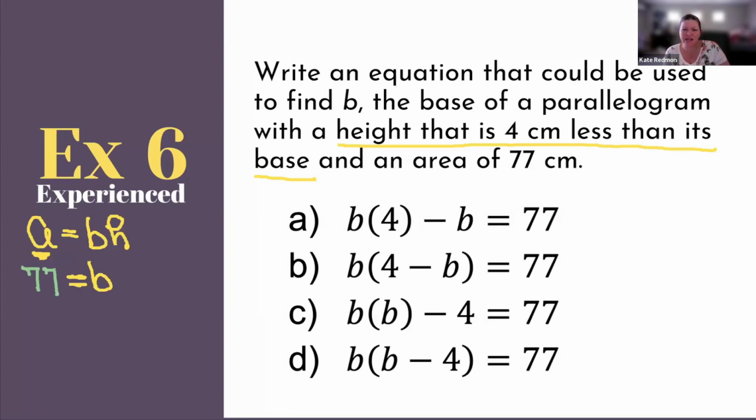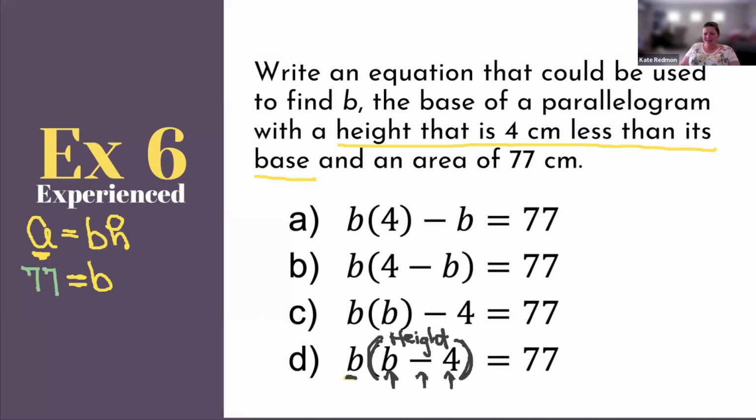So what they're saying is, if you want to have the height, you got to take the base and have 4 centimeters less than that. And take a look at D. D says take the base and then multiply it by this group, 4 centimeters less than the base. This whole thing is the height. Now, why did I choose that one and not the other ones? They all look really similar. They all have minuses. They all have 4s.